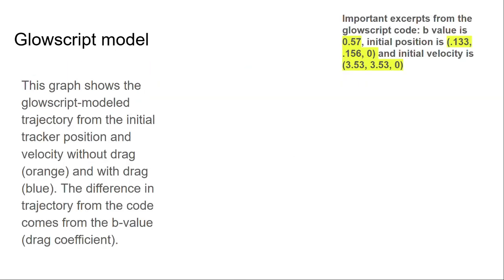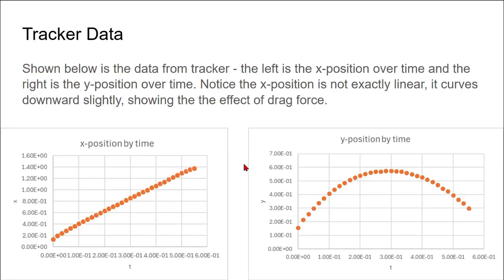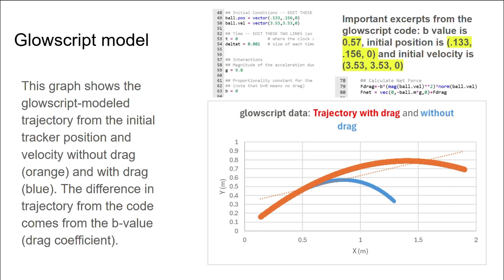So this is the GlowScript data and the code. The b value, which is the drag coefficient, was found to be 0.57 through trial and error of matching the final position with the GlowScript final position. The initial position was 1.33, 1.5, 0.156, and 0, and the initial velocity was 3.53, 3.53, and 0.